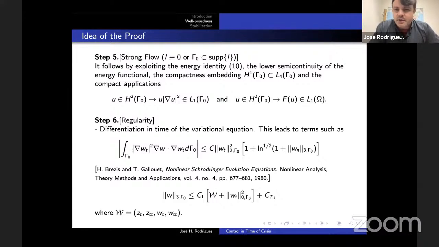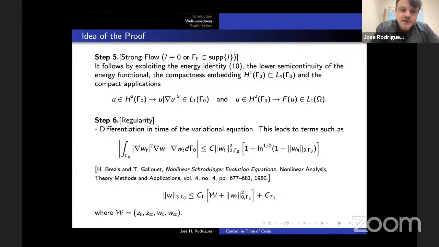And with that, we can pass to the limit and recover the continuous dependence with respect to strong solutions. And finally, in order to obtain more regular solutions, we differentiate the problem. So we differentiate the variational problem applied to Galerkin approximations, and then many terms can come from there.